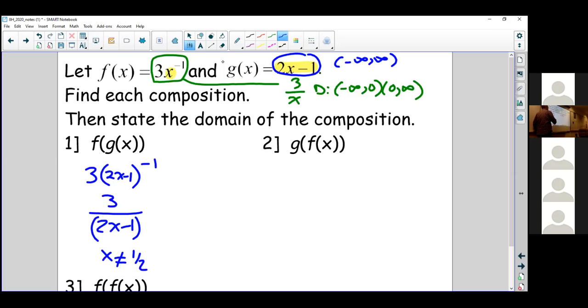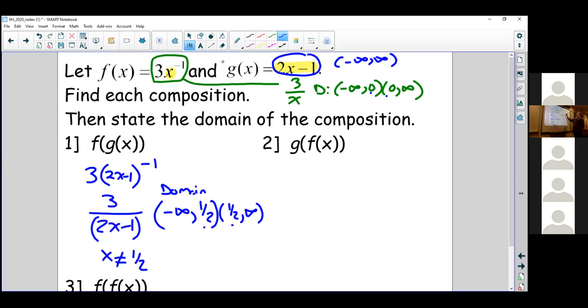Okay, so then my domain is going to be negative infinity to 1/2, 1/2 to infinity. And that's fine. It fits within our parameters. We had one number that we didn't include on the original, and we have one number that we didn't include on the composition function. So that's the first one.